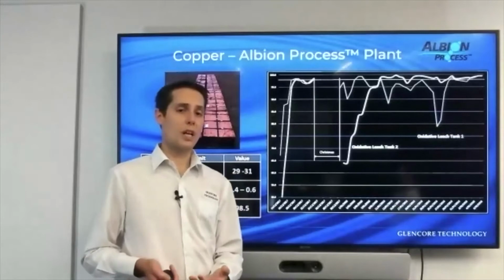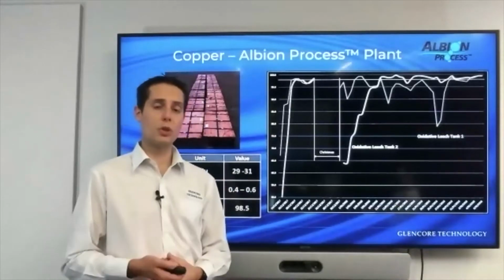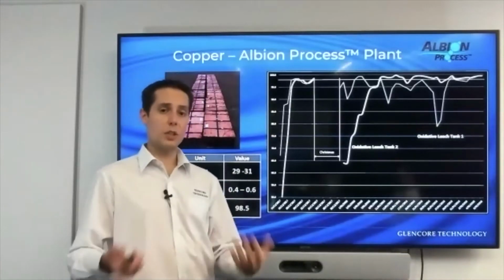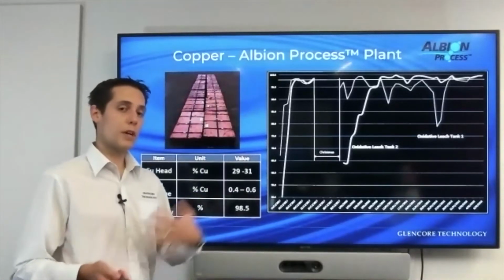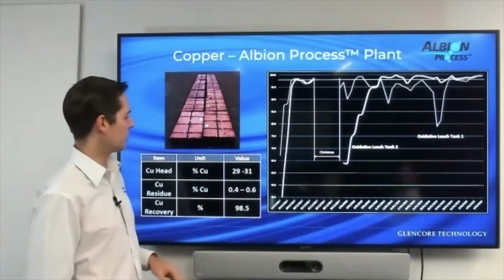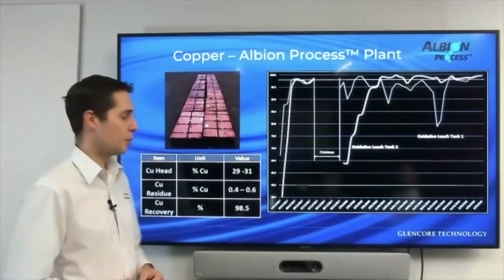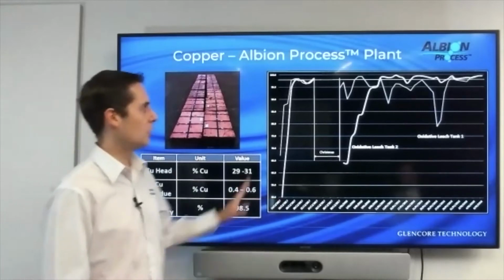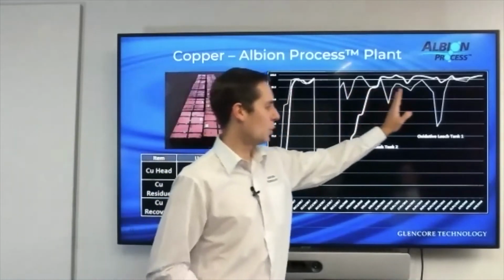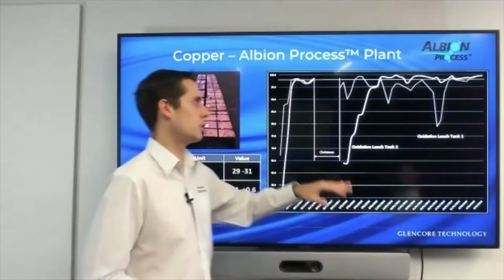But one of the first questions you'll ask me is, well, what do the results look like for a plant of this type in terms of the Albion process? What I've shown up here is an example from one of our copper Albion plants. This was one that was commissioned in Zambia. You can see this is the start of the commissioning period in 2017, and you can see the results as we move through into 2018 and beyond.